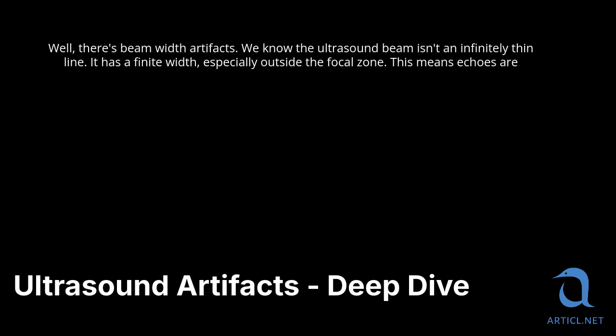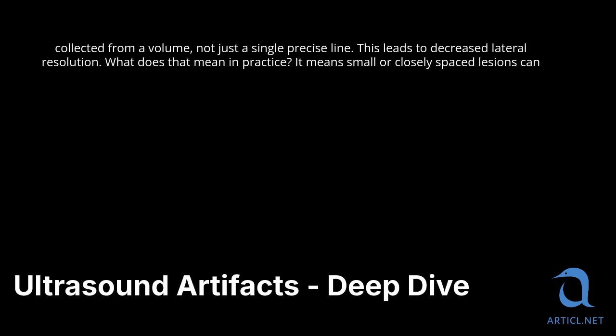Well, there's beam width artifacts. We know the ultrasound beam isn't an infinitely thin line, it has a finite width, especially outside the focal zone. This means echoes are collected from a volume, not just a single precise line. This leads to decreased lateral resolution. What does that mean in practice?